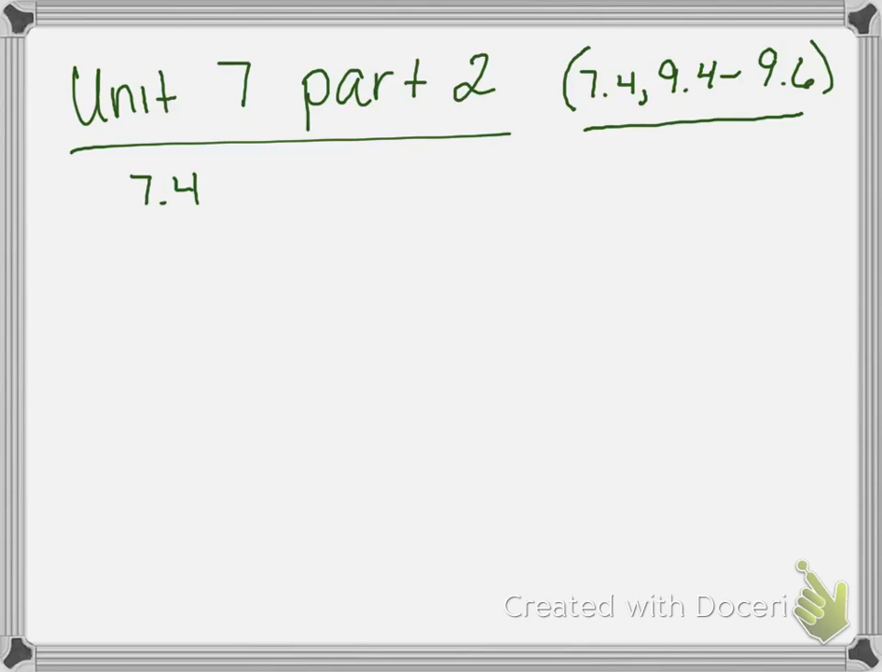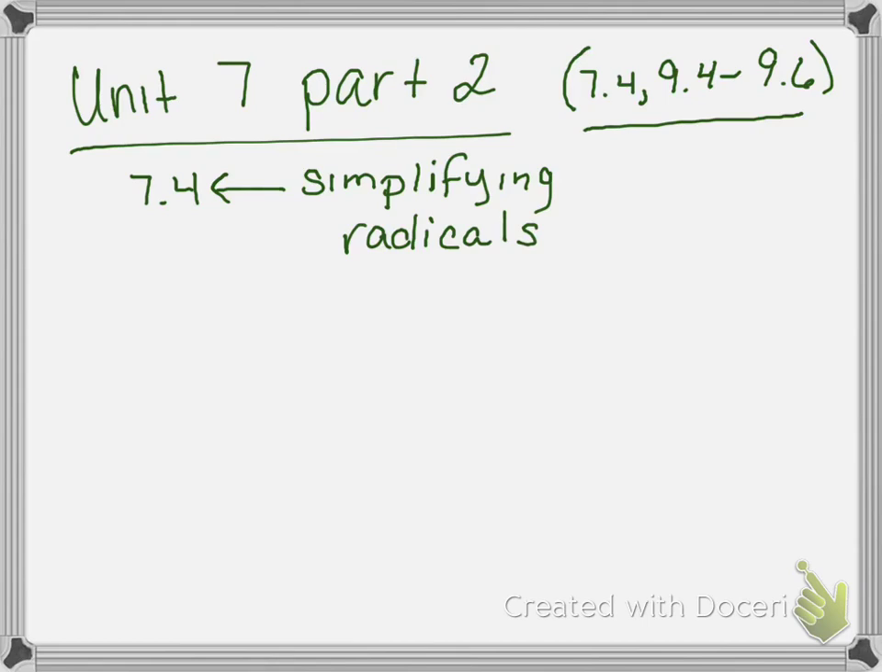So the first thing we're going to look at in 7.4, we're going to be simplifying, you don't have to write this down, radicals. It's a skill that we need in order to solve quadratic equations through a certain method. Now, what is a radical? Radical is a fancy word for that square root sign.